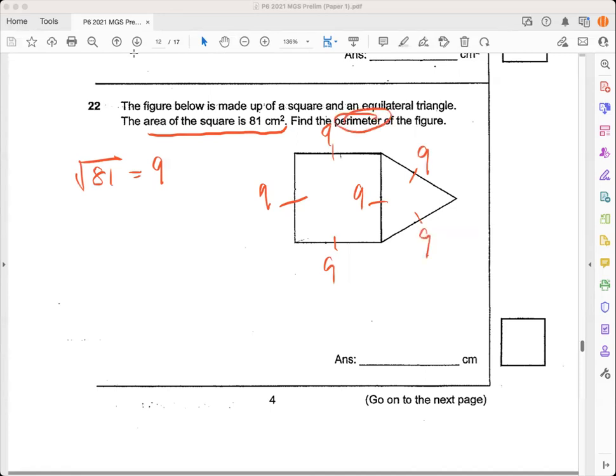Find the perimeter of the figure. So the perimeter will be the outside of the figure, 1, 2, 3, 4, 5. Do not include this. So it's 5 times 9, 45. Let's continue with the next question.